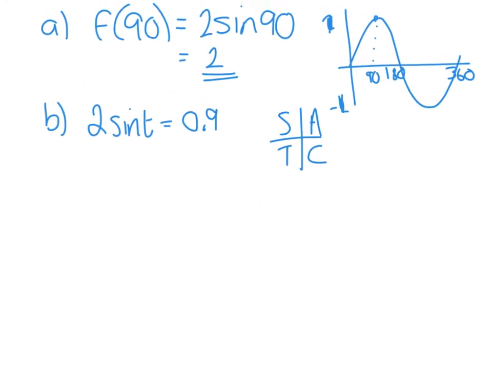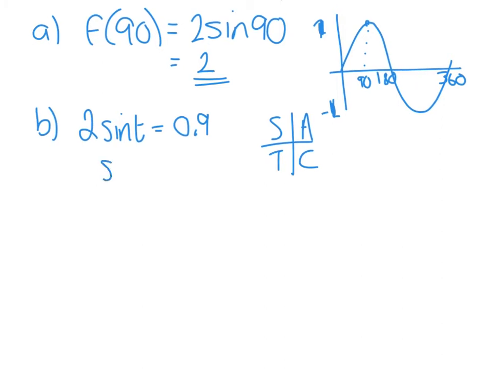So the first thing, let's move that 2 over. So you've got sine t equals 0.9 divided by 2 is 0.45. Sine is positive, so I tick all and sine. So I'm using all in sine. My acute angle is when you do shift sine of 0.45. Remember, I always do it to the nearest whole number, so that's 27. So our acute angle is 27.